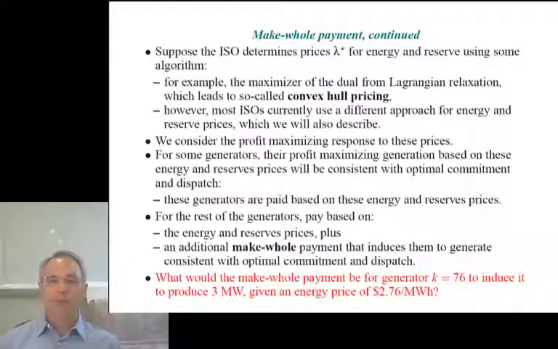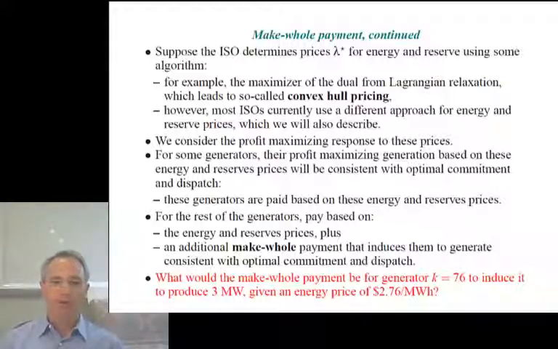So, this suggests an approach. Let's suppose the ISO determines prices lambda star for energy, and in general there would be reserve prices mu star, using some algorithm. For example, the maximizer of the dual from Lagrangian relaxation. This leads to what is called convex hull pricing, but I should point out that most ISOs currently use a different approach for energy and reserve prices. We'll describe that in a moment, but for now the key point is that we have some prices for energy and reserves. We're going to consider the profit-maximizing response to these prices, whatever these prices happen to be.